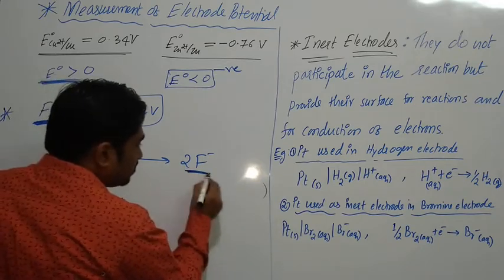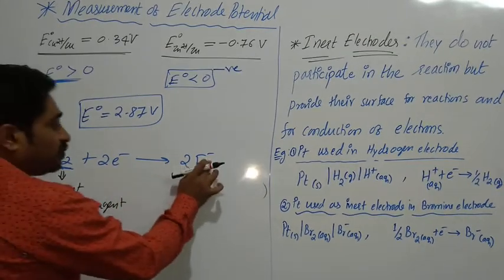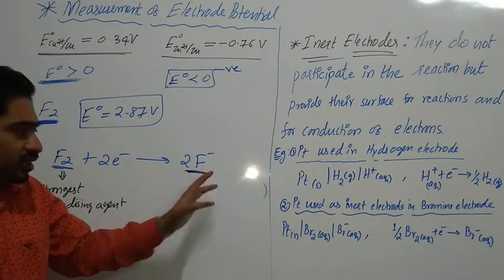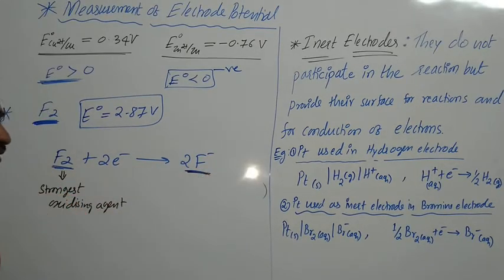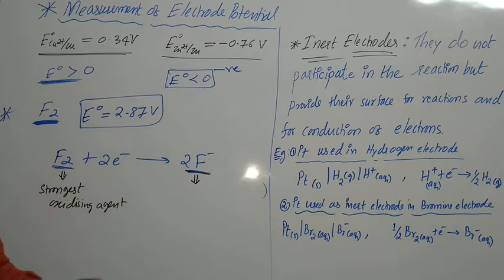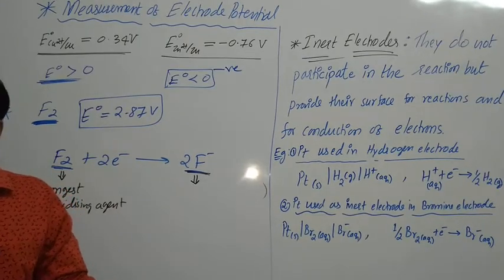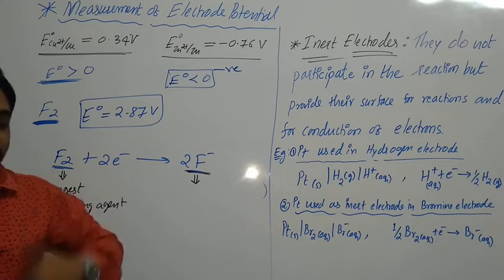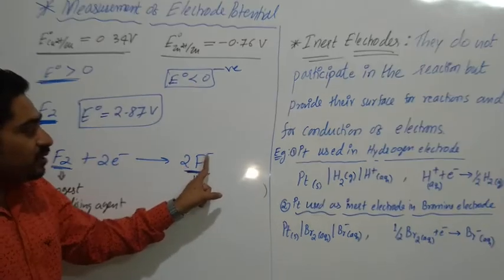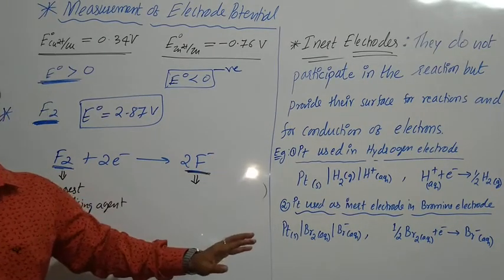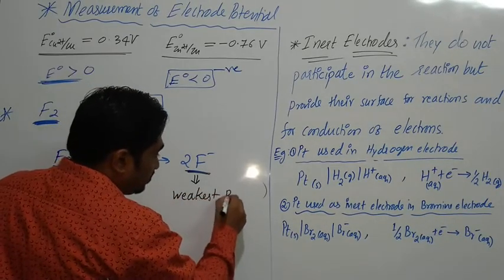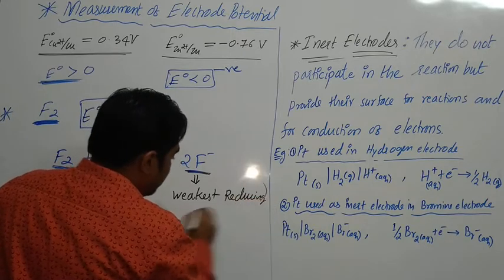And what about this fluoride ion? This fluoride ion doesn't have any tendency to give back this electron. Each fluoride ion doesn't want to give back its electron. The component which gives electrons for a chemical reaction is said to be a reducing agent, isn't it? The component which helps reduction is called a reducing agent. But our fluoride ion doesn't want to give electrons. So this is the weakest reducing agent.